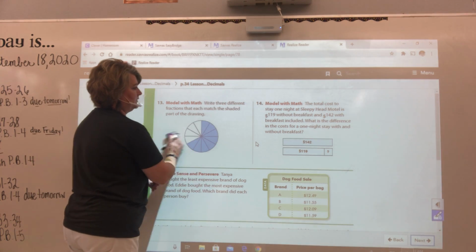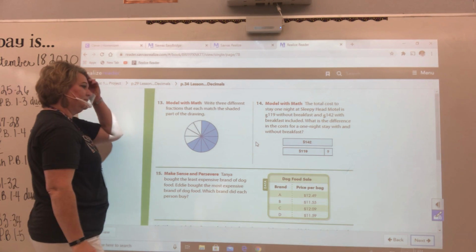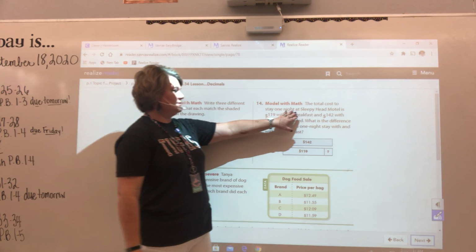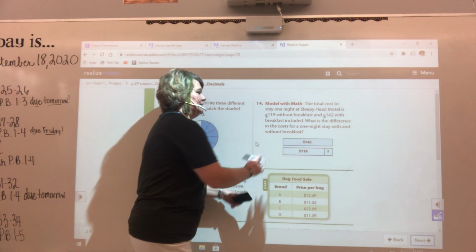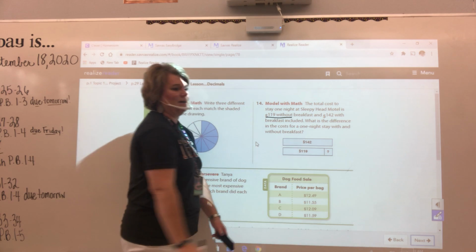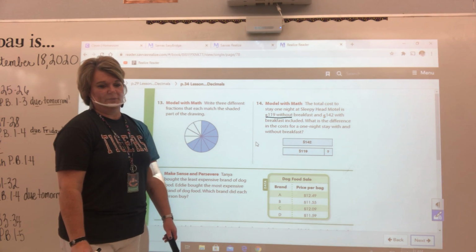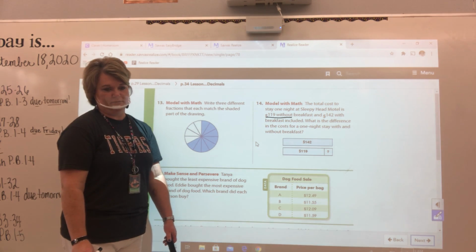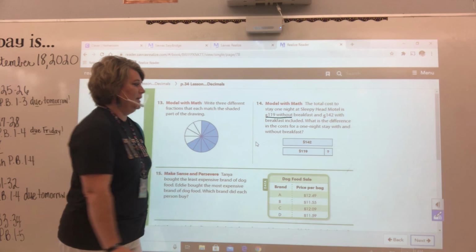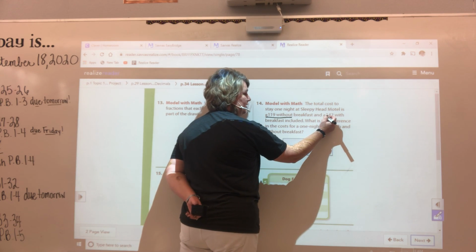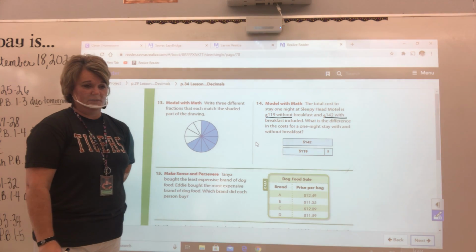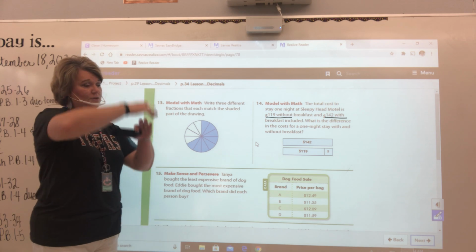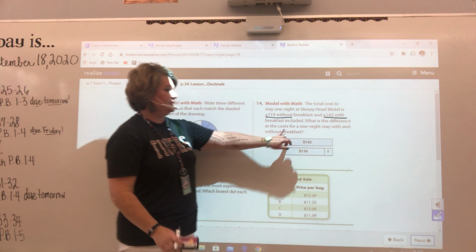Okay. Number 14. The total cost to stay one night at Sleepyhead Motel is $119 without breakfast. You need to underline that. $119 without breakfast. You want to sleep in, you don't want to go eat the free waffle. Okay? You just want to stay in the hotel room. But it's $142 with breakfast. Okay? That must be a pretty good breakfast because that's a pretty big price increase. So here's the key words.